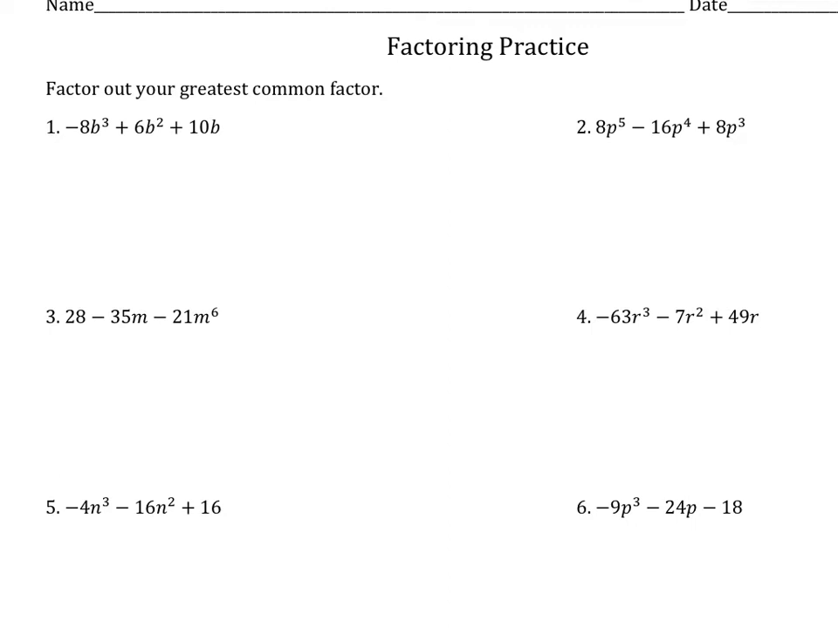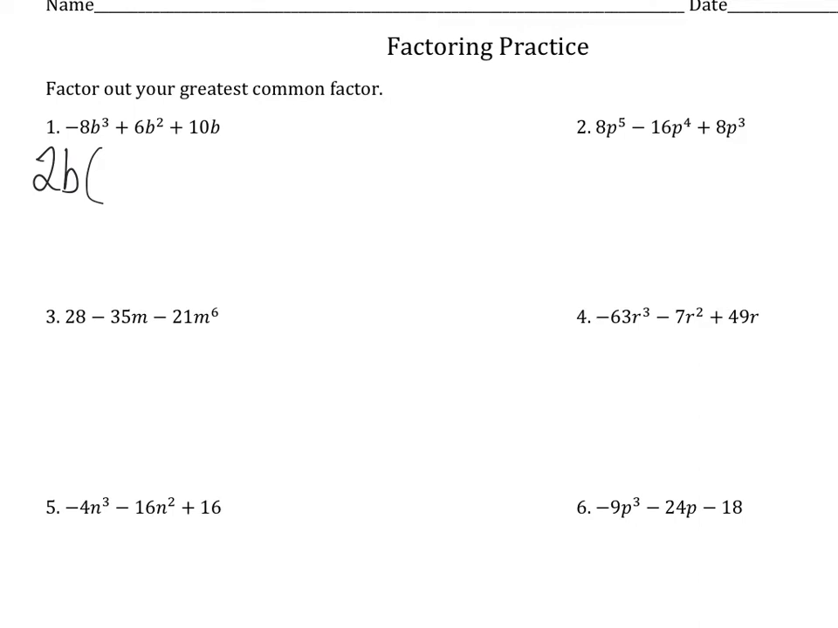All right, so looking at this, I have 8, 6, and 10. Well, to me, I think the biggest number that'll go into all three of those would be 2. So I'm going to pull out a 2. And then I'm looking at it. They all three have b's. But which one is the smallest amount of b's? Well, just b to the first, so 2b. So now we're just taking that out.